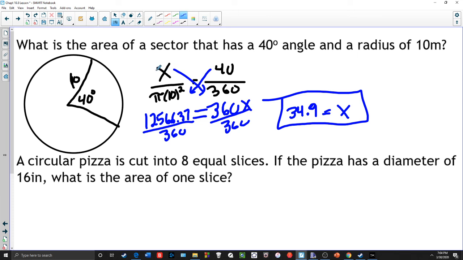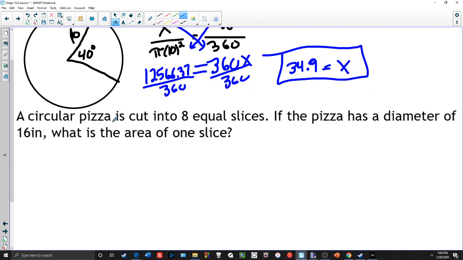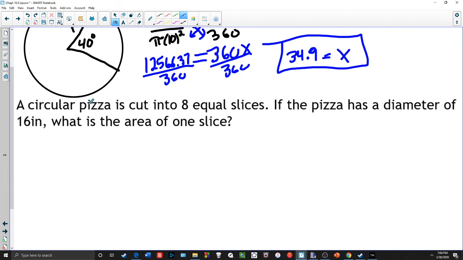So remember, slice over whole, area over area. Slice over whole, degrees over degrees. This last one here is the same question, but it's just worded differently. So it says a circular pizza is cut into 8 equal slices. Pizza has a diameter of 16 inches. What's the area of one slice?